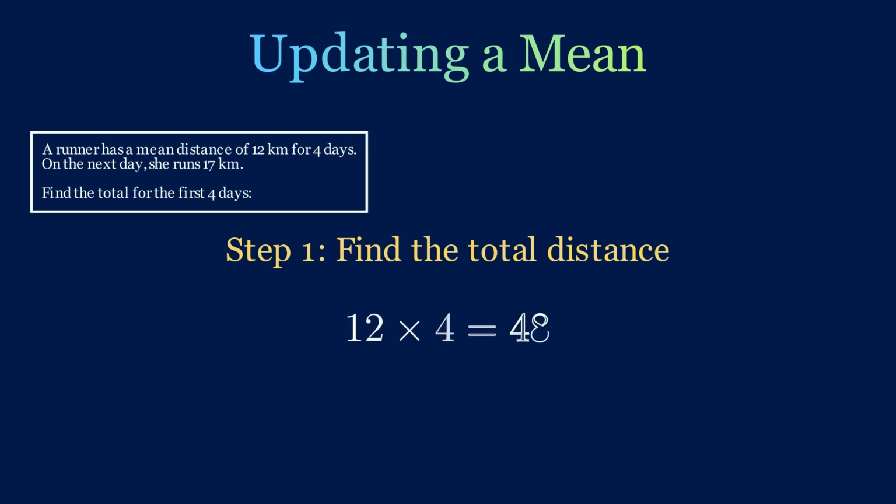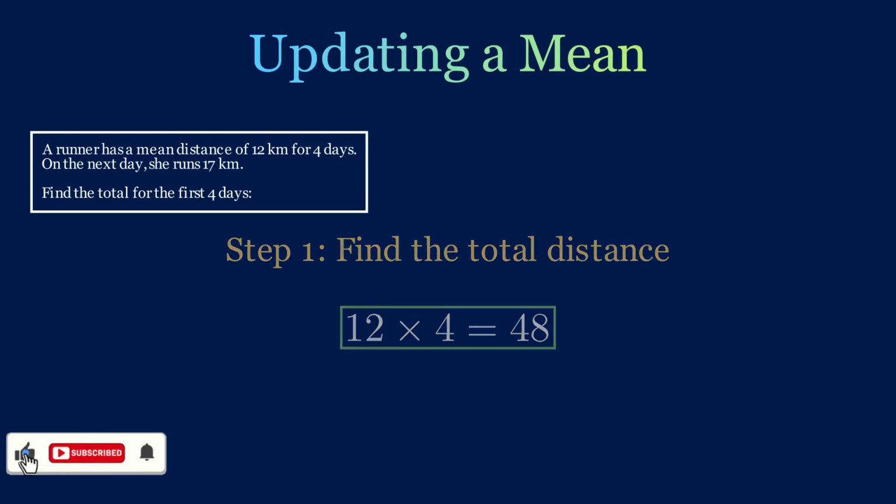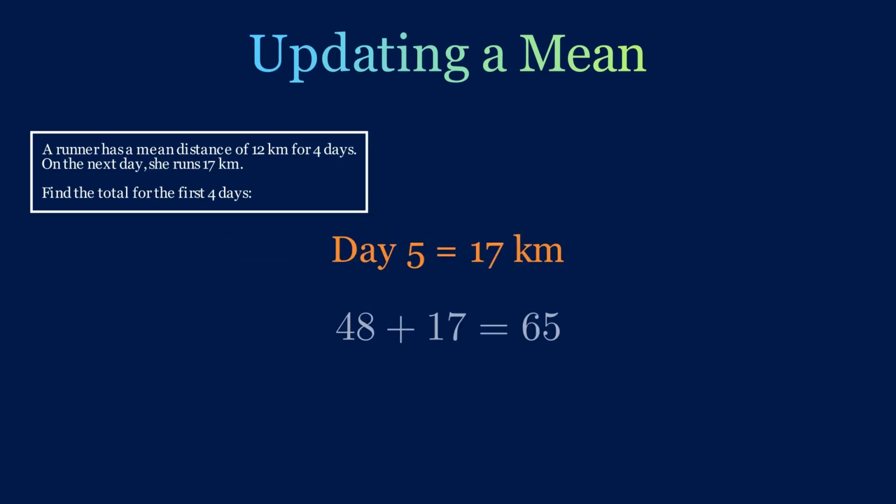Find the total distance for the first 4 days. Since the mean is 12 kilometers for 4 days, 12 multiplied by 4 equals 48. So the runner traveled 48 kilometers in the first 4 days. Step 2, add the distance for day 5. The runner traveled 17 kilometers on day 5. 48 plus 17 equals 65. So the total distance for all 5 days is 65 kilometers.